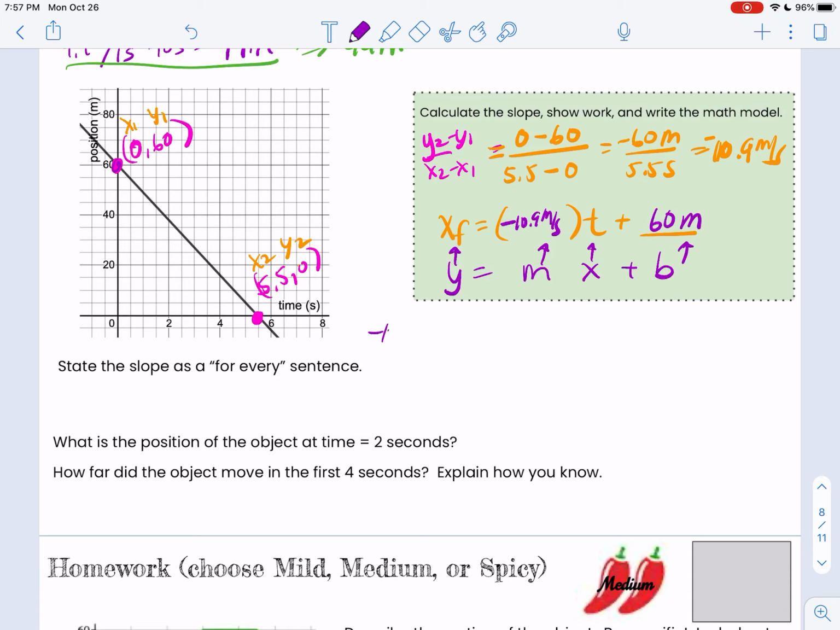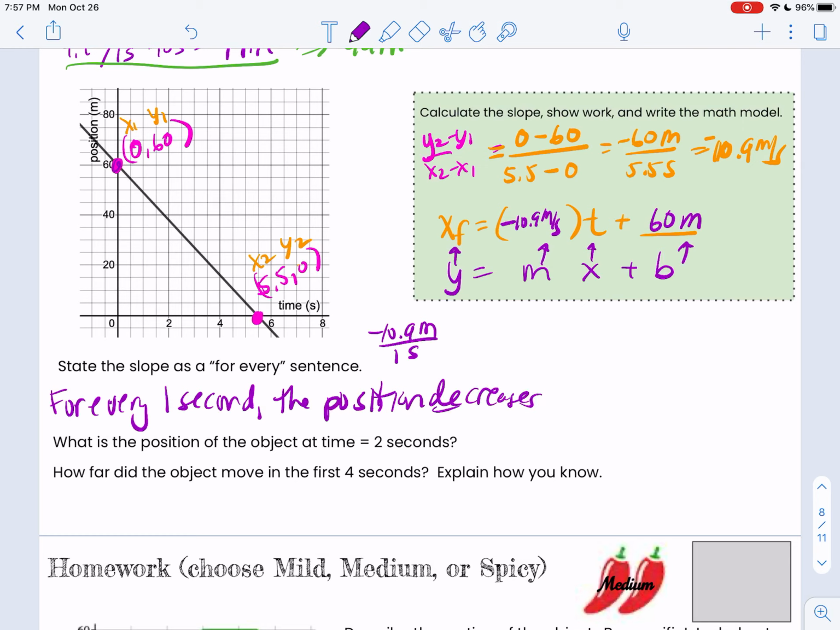Again, for every statement, if I have 10.9 meters in 1 second, I'm going to start out by saying for every 1 second of time that passes, the position decreases, because it's going in a negative direction, by 10.9 meters. I want to say decrease now because this is a negative velocity.